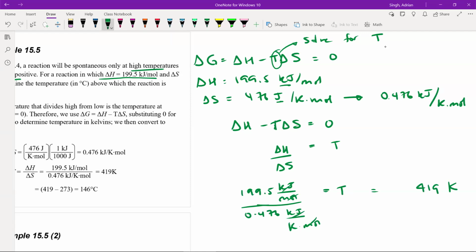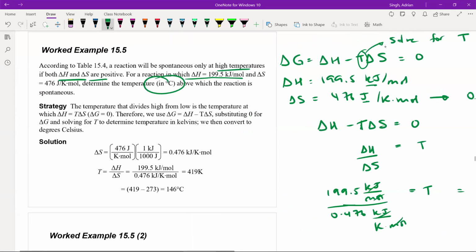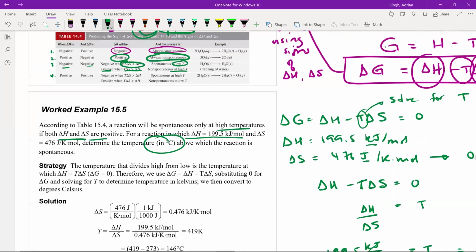Okay, and then in order to convert it to Celsius, because we're asked for the Celsius temperature, we just subtract 273 from this, and that gives 146 degrees Celsius. So temperatures above 146 degrees Celsius then would be the range at which the reaction is spontaneous. Temperatures below that would be non-spontaneous.